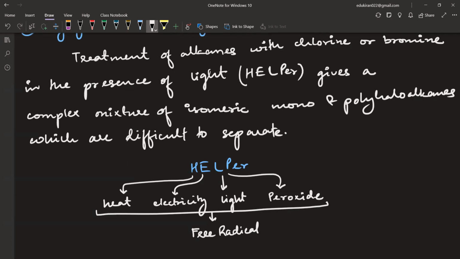So this is the helper. That means when you treat alkenes with chlorine or bromine in the presence of light or heat, it is going to give you a complex mixture of isomeric mono or polyhaloalkanes, which are difficult to separate. We'll see what isomeric mono and polyhaloalkanes are, but write this down first. Done now, all of you?